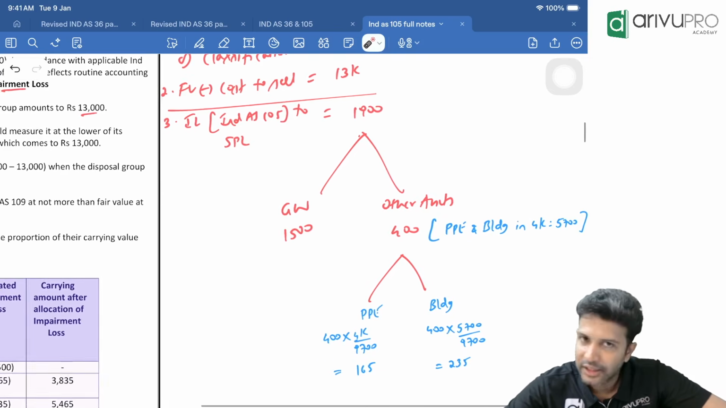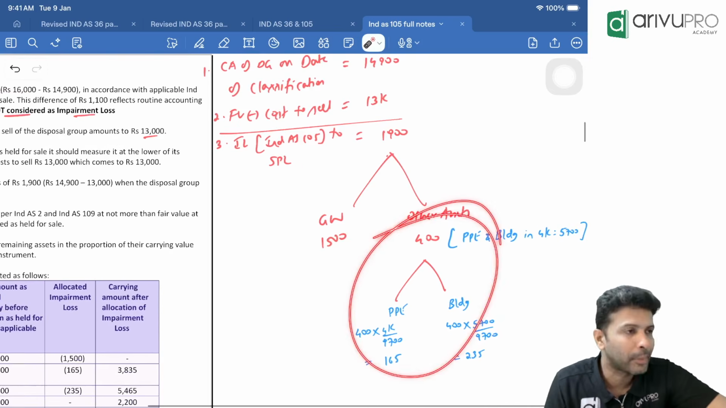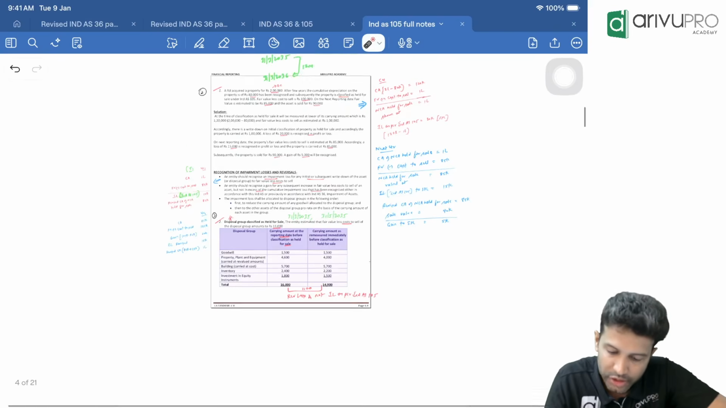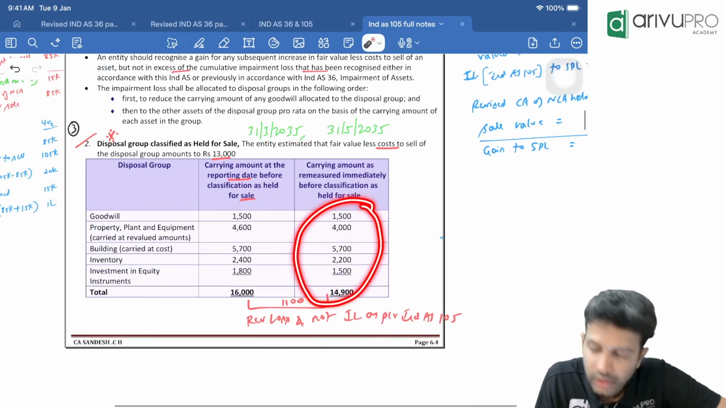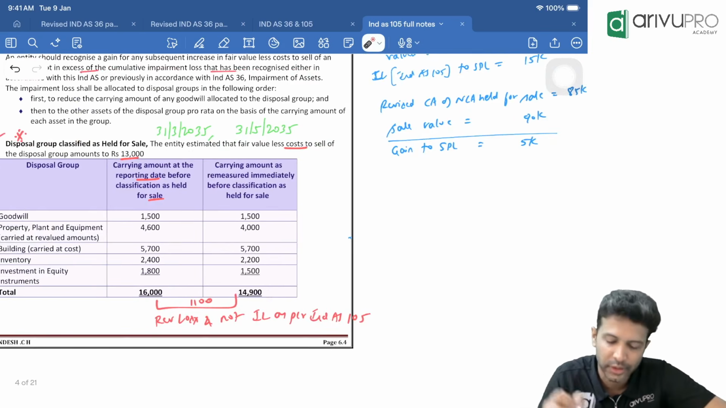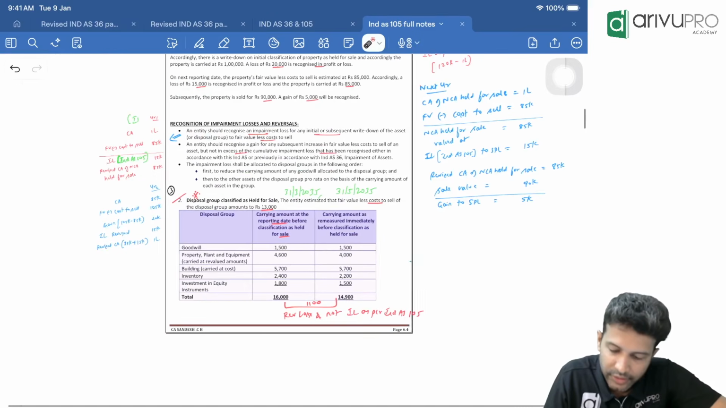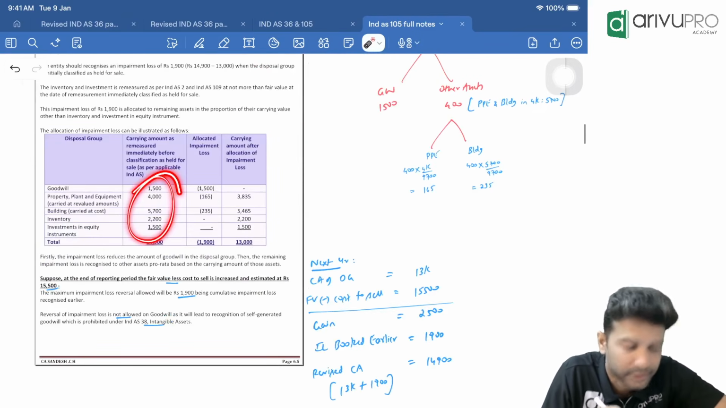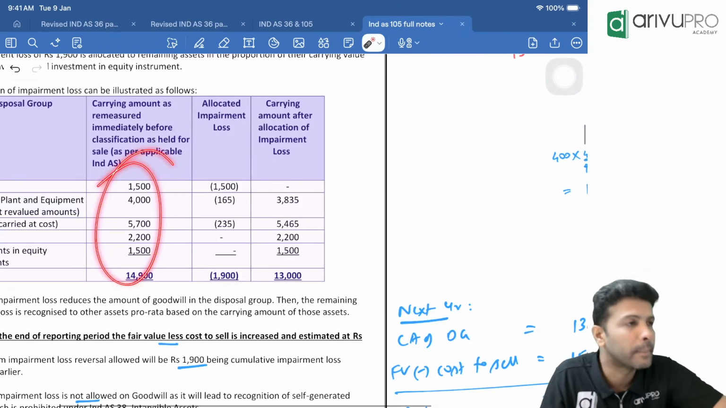No comments, that means I'll take it as good. Okay, once you book impairment loss, will the carrying amount be the same? No, it will reduce. First copy the carrying amount as given in the question. This carrying amount is there, no? Let's copy it. You can do your presentation whichever way you want. These numbers: 1500, 4000, 5700, 2200, 1500. That's what they've copied here. This is before impairment loss.